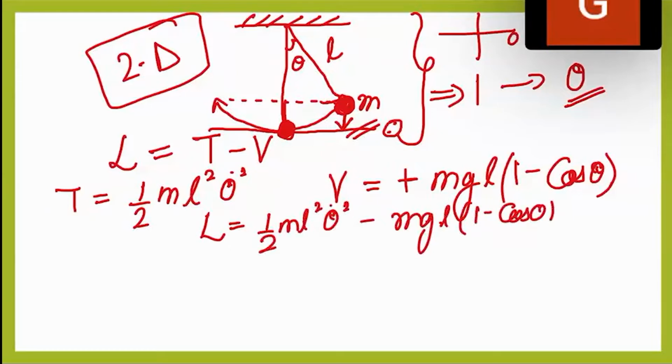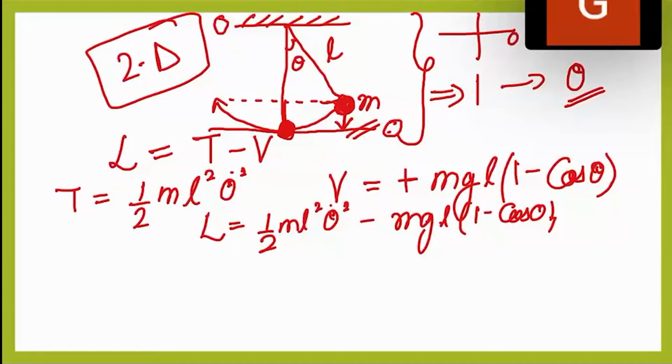One more important thing is, even if you change the reference, for example, some other student has taken the reference point here, its potential energy expression will change, which is what? It will simply be minus mgl cos theta. However, this will not make any difference in obtaining the equation of motion, because we are just changing the reference. It doesn't matter here. That will be taken care of in the differentiation part.